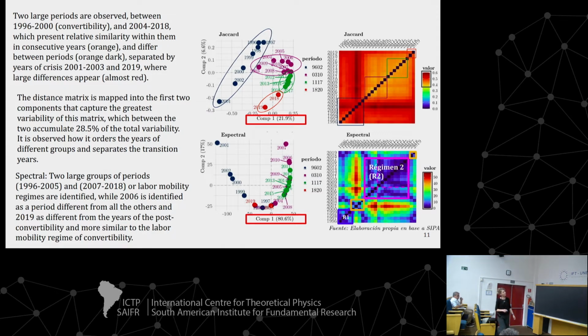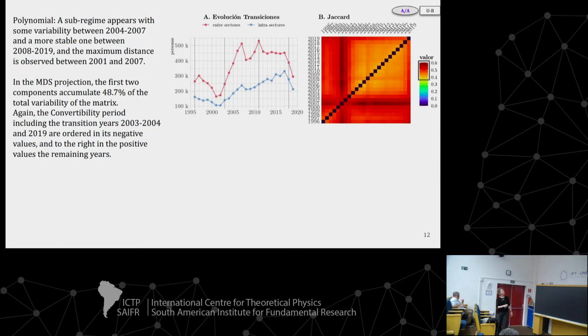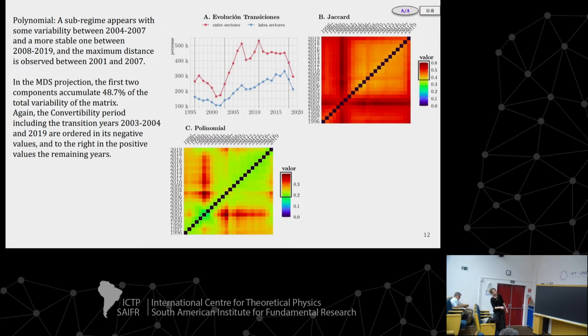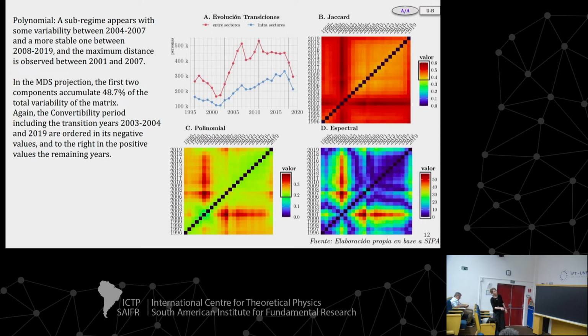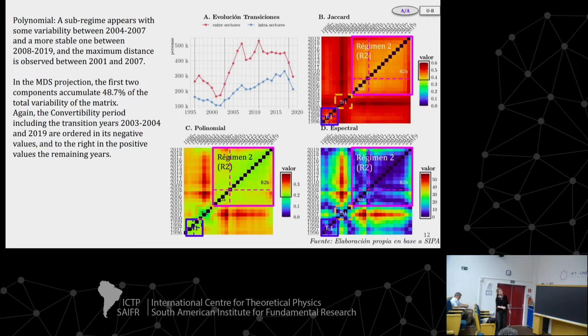And also I can see how they are arranged. And again, 2001 is separated as a year of transition, and as well 2007. And these are the results of the polynomial distance. So, as you can see, the three distances show with respect to the initial grouping of the years that they are separating the transitions, okay?